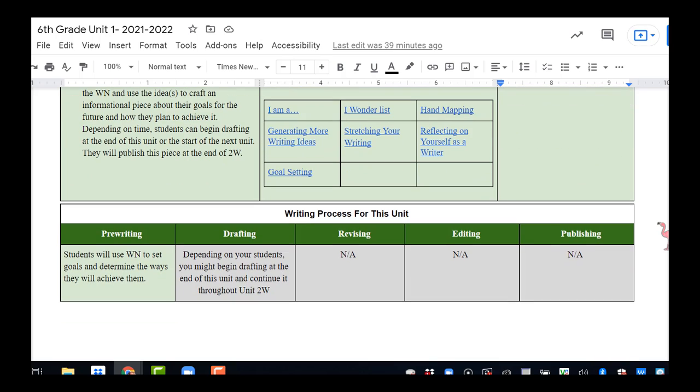The last piece in the writer section is your writing process. So you'll see you're not going to get through all of the writing processes throughout one unit. In this particular unit, you're just getting through pre-writing and then, of course, drafting.